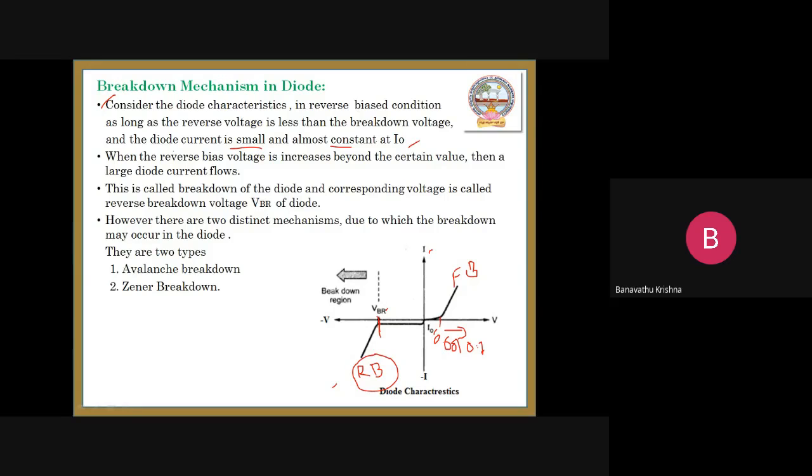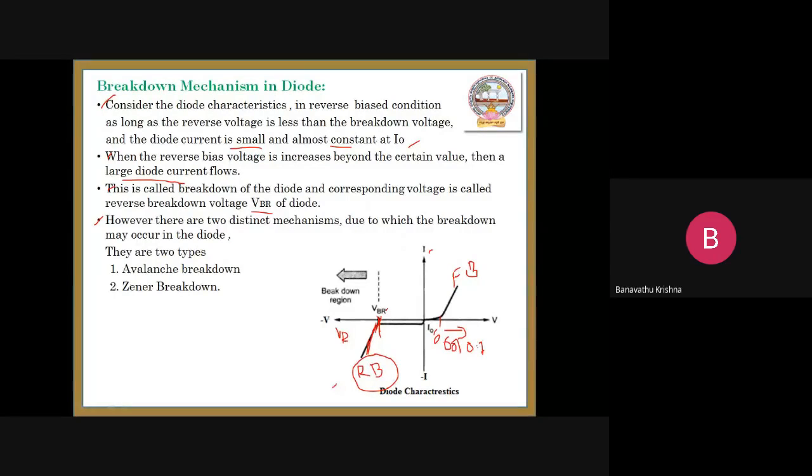The second point: when the reverse bias voltage VR increases beyond a certain value, what happens? Beyond the certain value, a large diode current flows. This is the current here. A large current flows in this way. This is called breakdown of the diode, and the corresponding voltage is called the reverse breakdown voltage, VBR, of the diode. However, there are two distinct mechanisms due to which breakdown may occur in the diode.